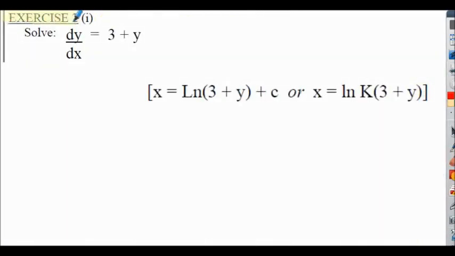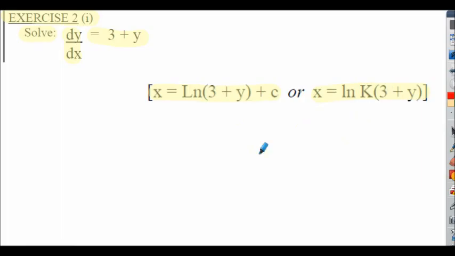Exercise 2, part 1, we're asked to solve the differential equation dy by dx is equal to 3 plus y. Notice two answers are given here for this particular problem. Just notice a minor point, sometimes I show ln written as a capital Ln and sometimes with lowercase ln. That's just my slight inconsistency. The general convention is to use lowercase ln.